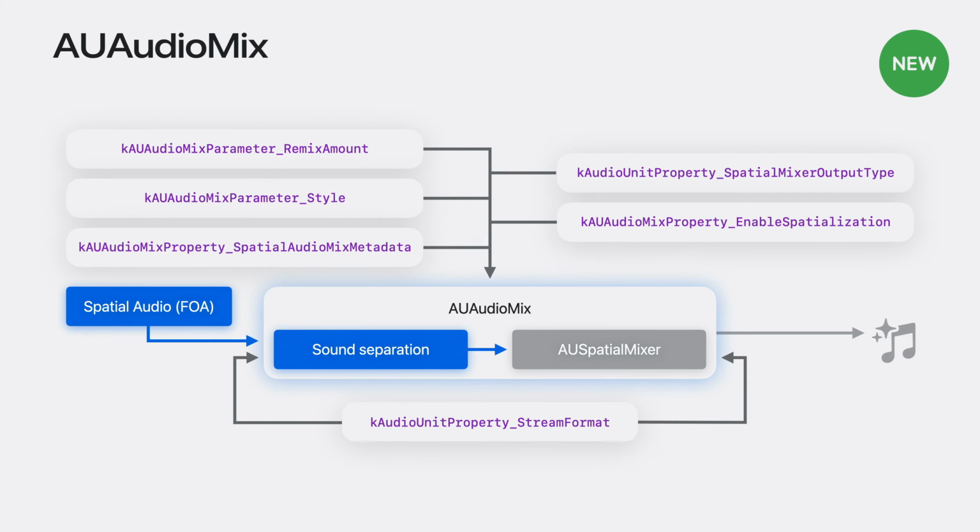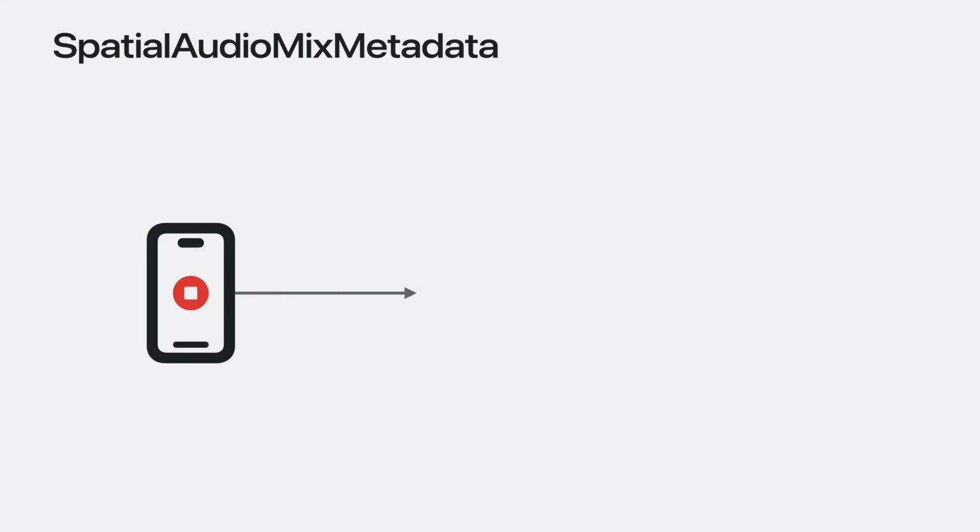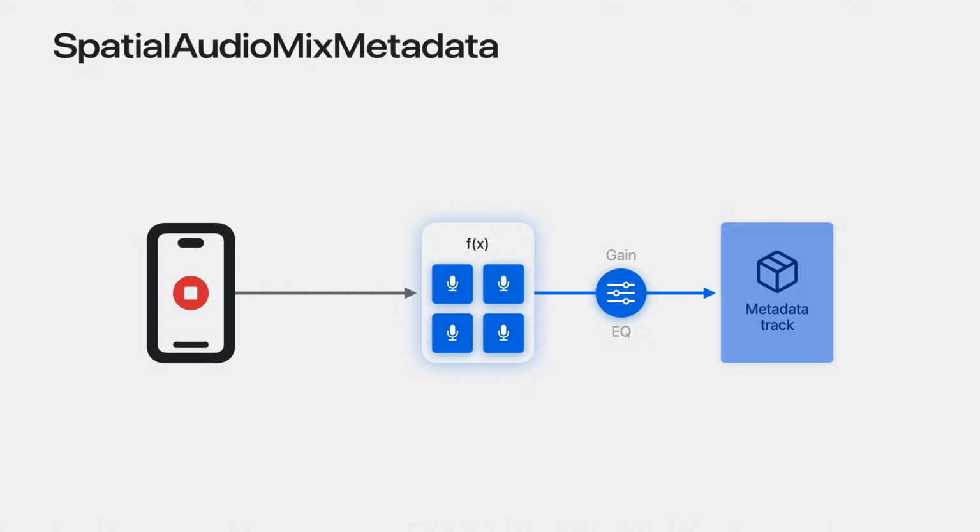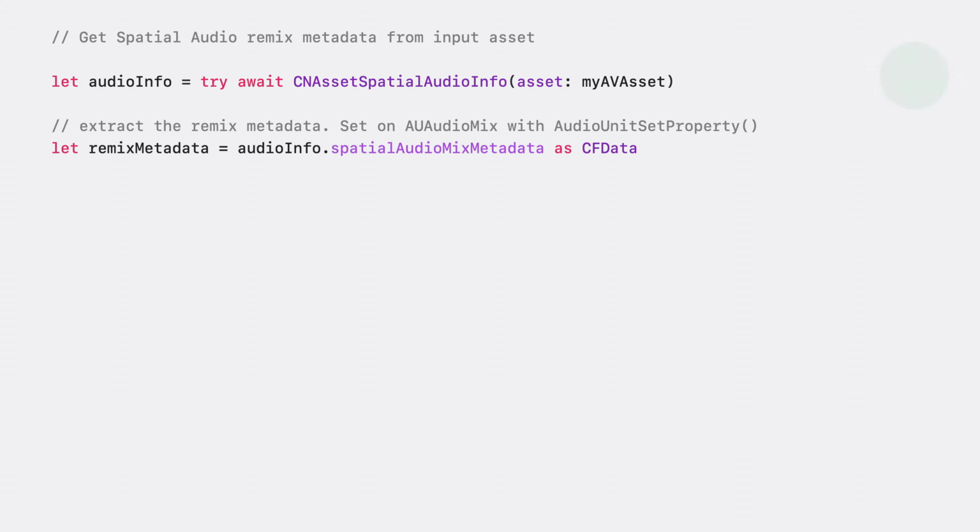Here's how this works. Immediately after spatial audio recording is stopped, the capture process analyzes the sounds in the foreground and background. It calculates audio parameters such as gain and EQ that get applied during playback. Those values are saved in a metadata track. When configuring AU Audio Mix, your app needs to read this data from the input file and apply those tuning parameters on the AU.